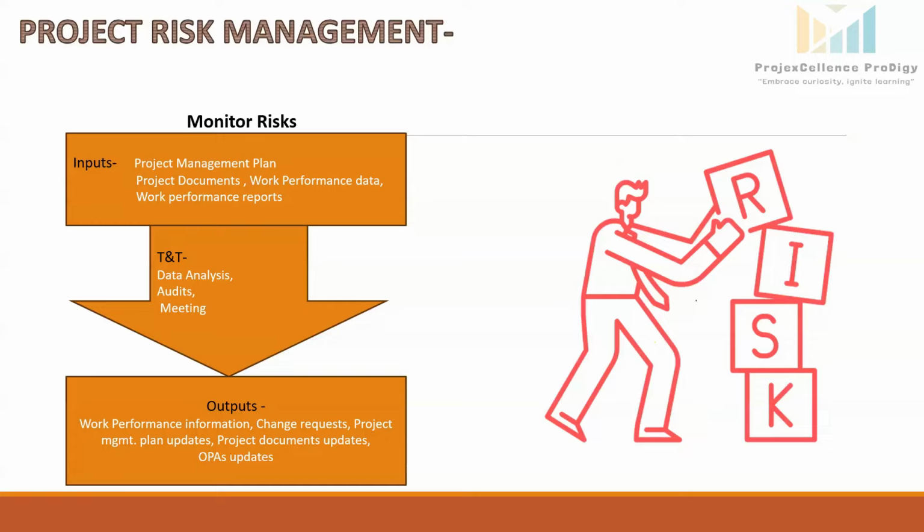Lessons learned register will be updated with risk related lessons learned for the future phases of project. Risk register, it will be updated with new or changed risk responses, and risk status. Risk report, it will reflect the current risk status, including top risk, responses, and effectiveness of risk management. OPA updates. It will update to templates for the risk management and risk breakdown structure.